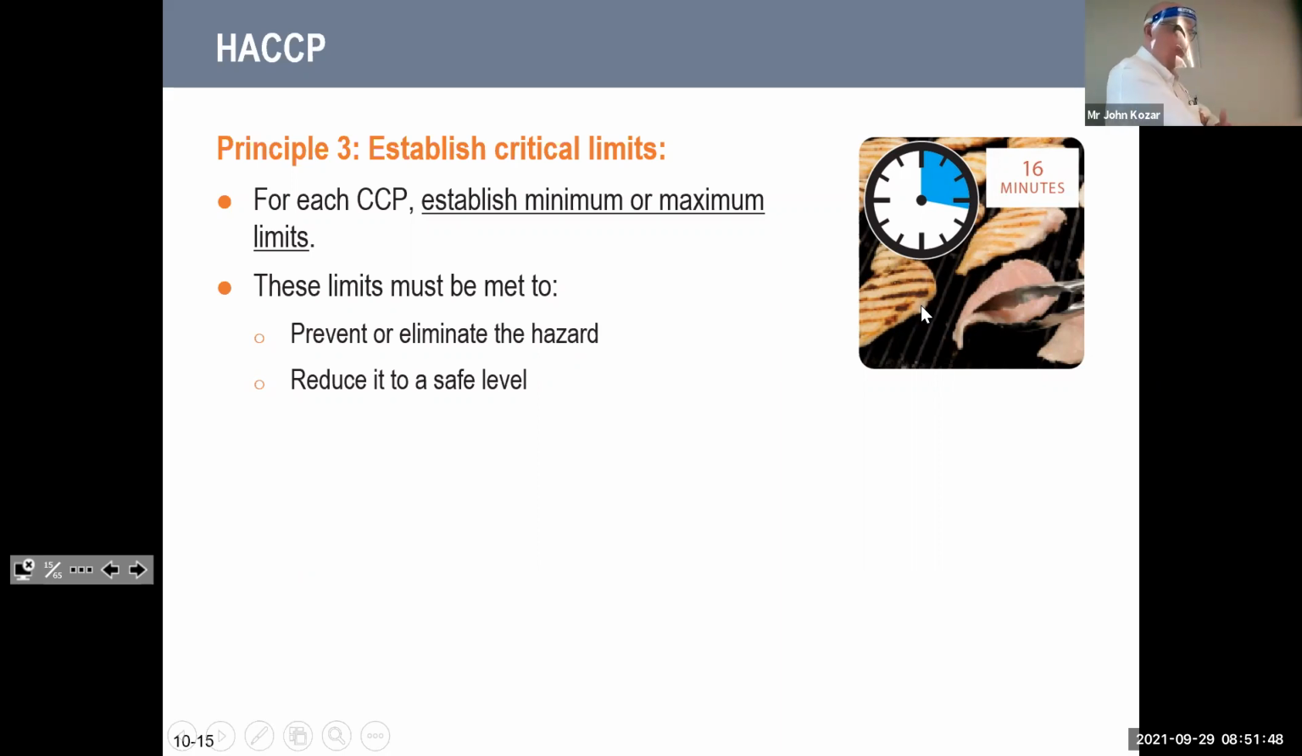So all of these grills and kitchen equipment have hot spots and cold spots. Some may cook more quickly. Some areas may take longer. So the real critical limit would be 165 degrees internal temperature.